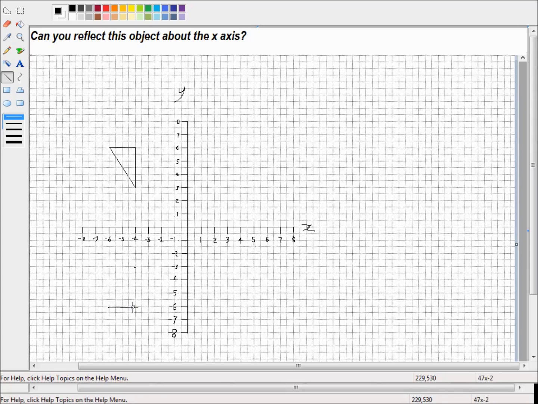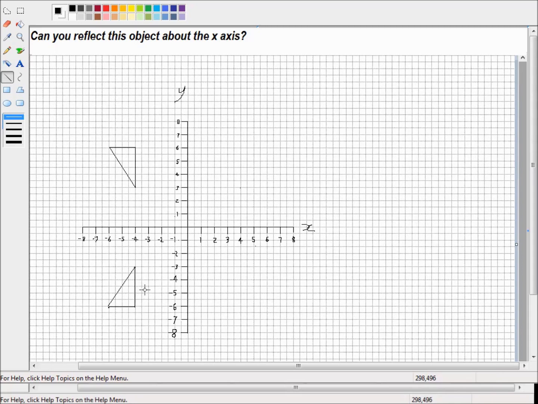So a shape, if I can draw it nice, which I probably can't. Funnily enough, I've never had an art gallery offer to show my artwork. Can't understand why. Okay, so this is what the reflection will look like about the x-axis.